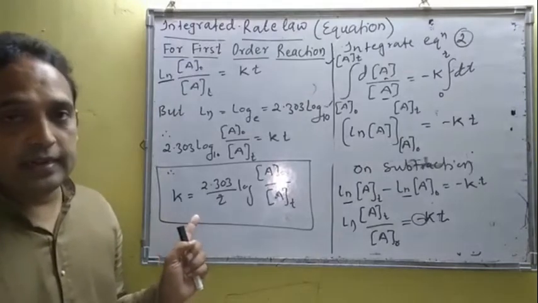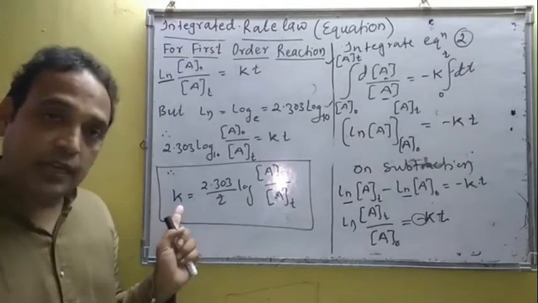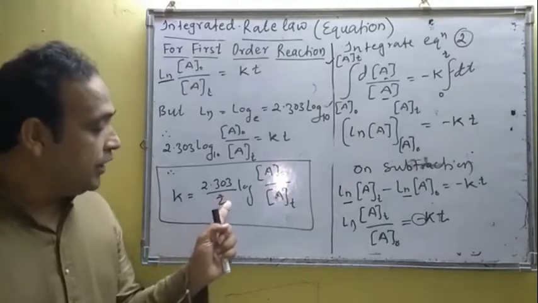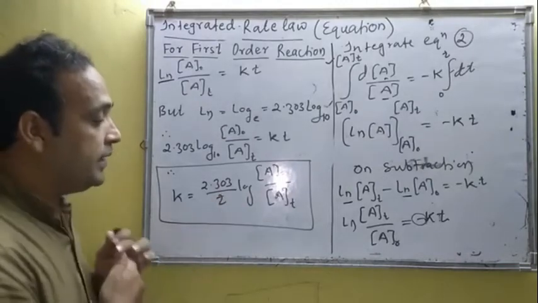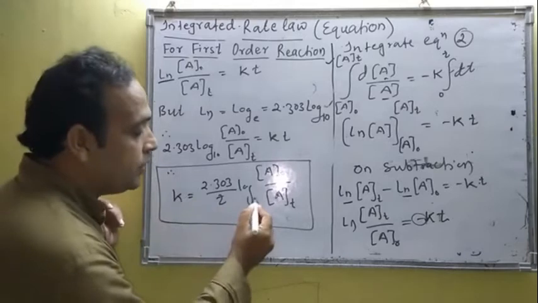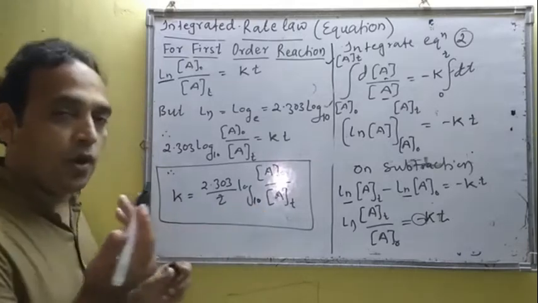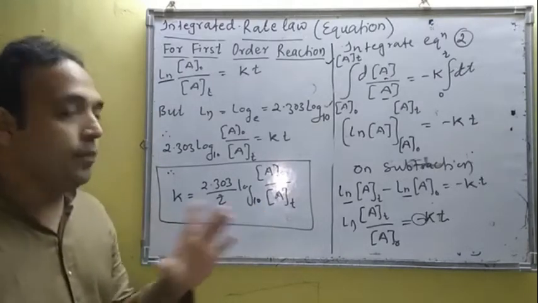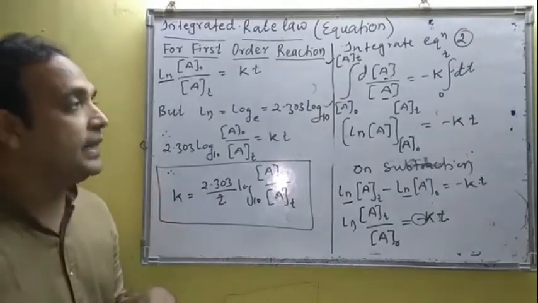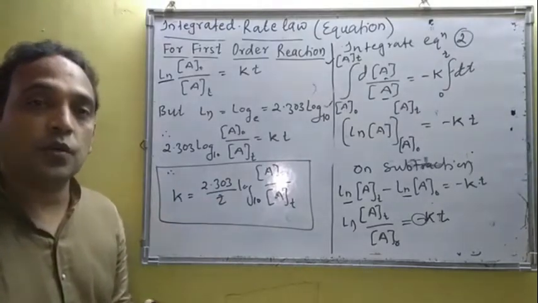And what is the integrated rate equation for a first order reaction? K is equal to 2.303 upon t log to the base 10. Log to the base 10 is 1, so write log to the base 10 or simple log, one and the same thing, A0 by At. Okay, so this is the integrated rate equation for a first order reaction.